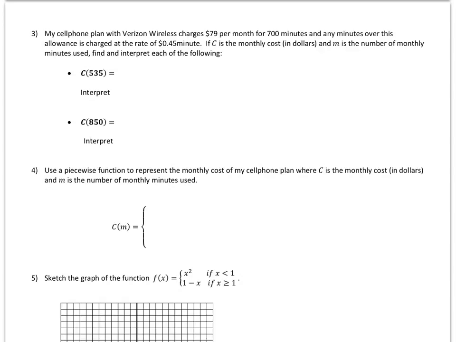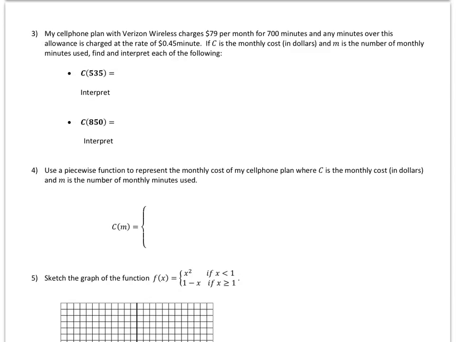So if my cell phone plan with Verizon Wireless is $79 a month, and for that $79 I get 700 minutes, but any minutes over that 700 are charged at 45 cents a minute. C is going to represent the monthly cost in dollars, and little m is the number of monthly minutes used. Let's see, what is C of 535? So that's, what am I going to get charged if I talk for 535 minutes?